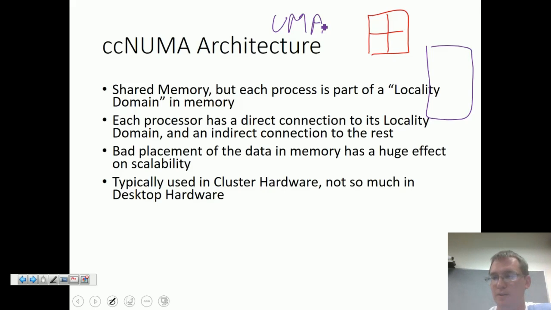There's one, maybe 2 memory channels. So it all kind of goes through the same highway. This guy needs a variable. He goes through that highway to get there, and it's all good.